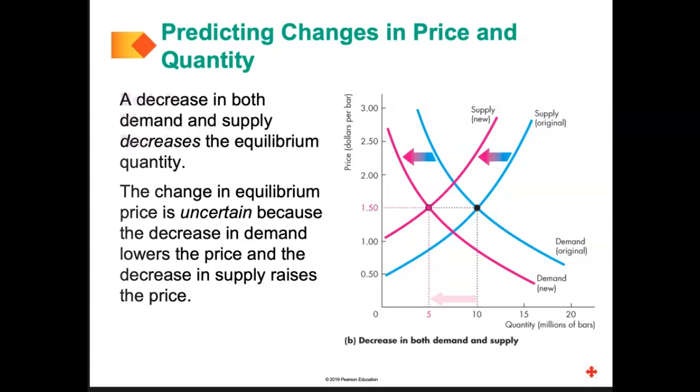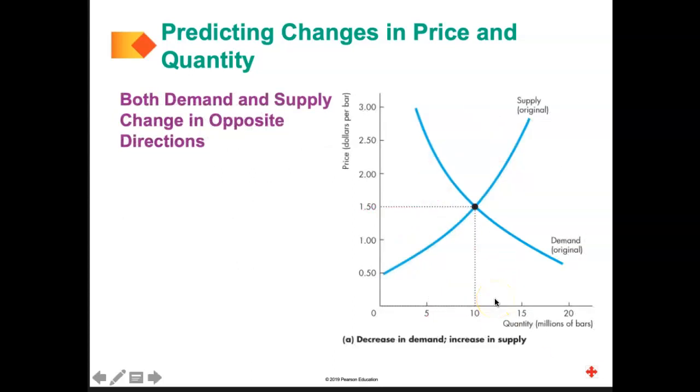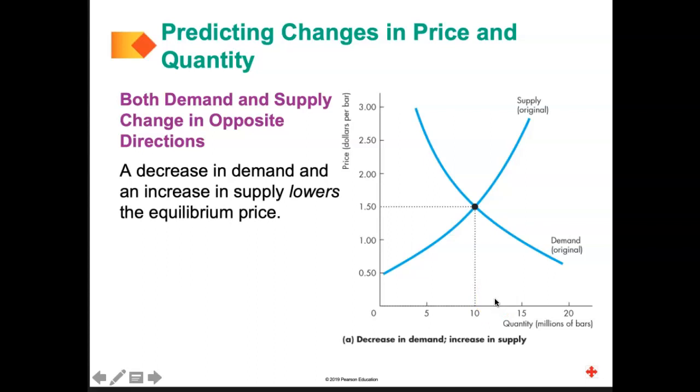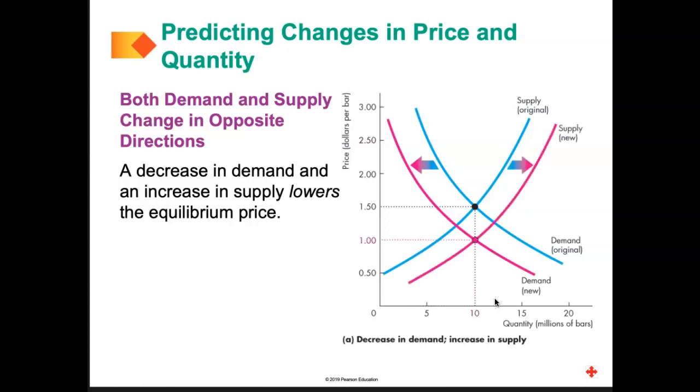Right? What if demand and supply change in opposite directions? Okay, a decrease in demand and an increase in supply will always lower the equilibrium price. Why? Because we know that a decrease in demand has to do with a leftward shift of the demand curve, and an increase in supply has to do with a rightward shift of the supply curve. A decrease in demand lowers the price, an increase in supply lowers the price. So we know that the price is always going to decrease, okay?